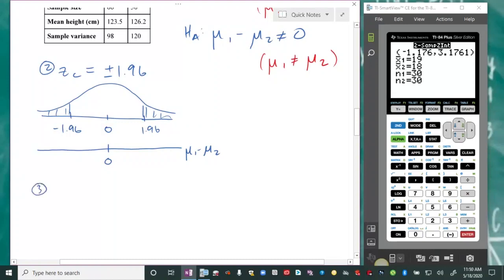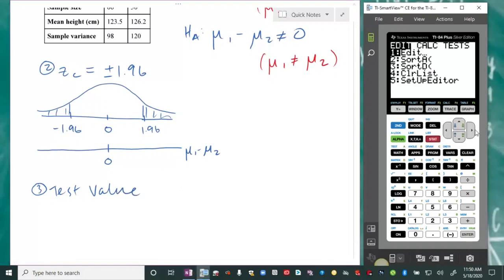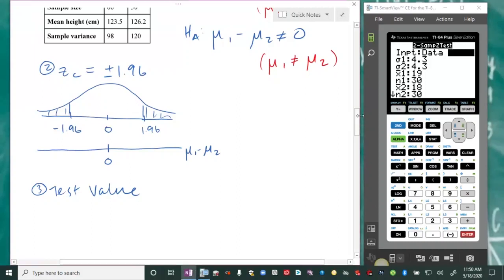Okay, step number 3. So for step number 3, I want to find my test value. We're going to use the calculator to do this. So to find the test value, I'm going to go into my stat menu, over to tests, and I'm looking for a 2-sample z-test. So right down there to number 3, a 2-sample z-test. I want to go ahead and put my data in.